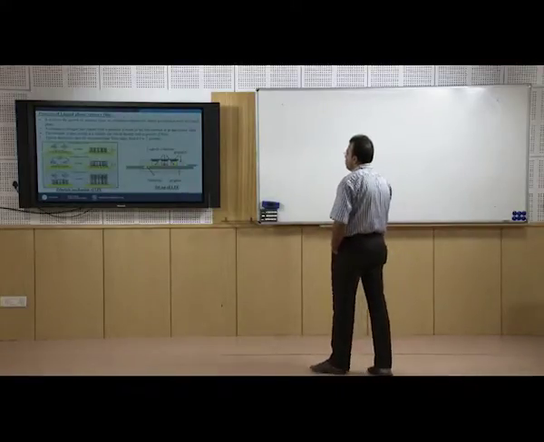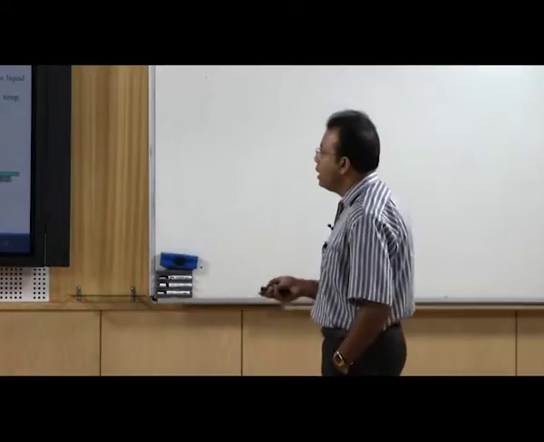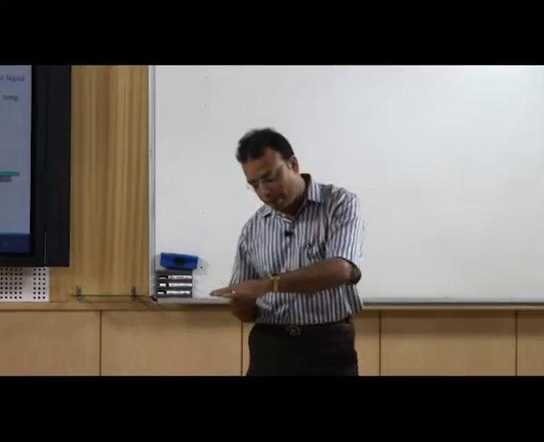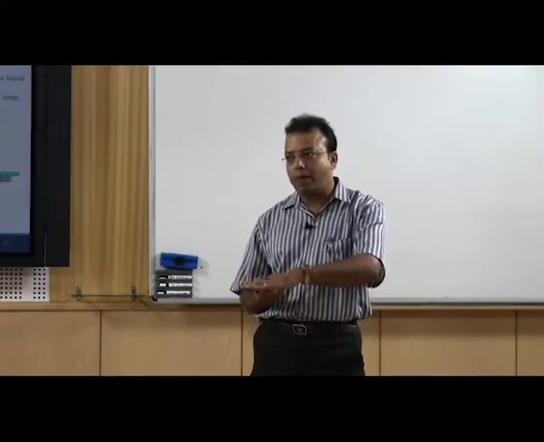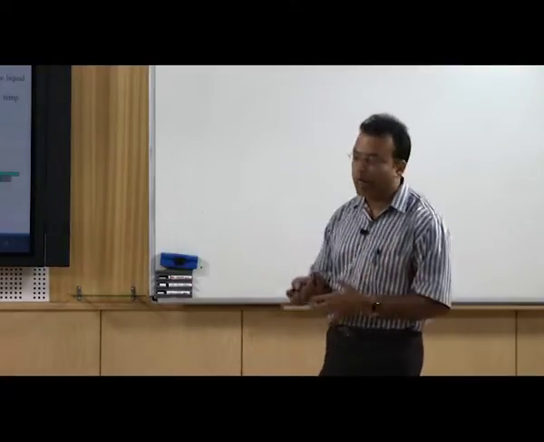Now, this is the process of liquid phase epitaxy, which we are going to discuss. It involves the growth of an epitaxial layer on a crystalline substrate by direct precipitation from the liquid phase itself. A substrate is brought into contact with a saturated solution of the film material at an appropriate temperature. The substrate is then cooled at a suitable rate, which leads to growth of the films. Typical deposition rates for monocrystalline films range from 0.1 to 1 micrometer per minute. Simply, I keep my substrate in the solution, then pick it up, and slowly the deposition takes place on the substrate by chemical reactions.